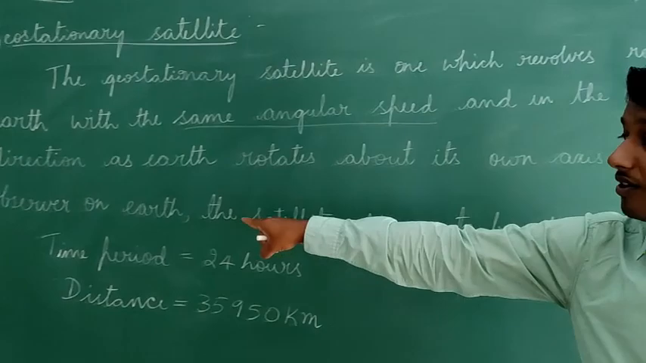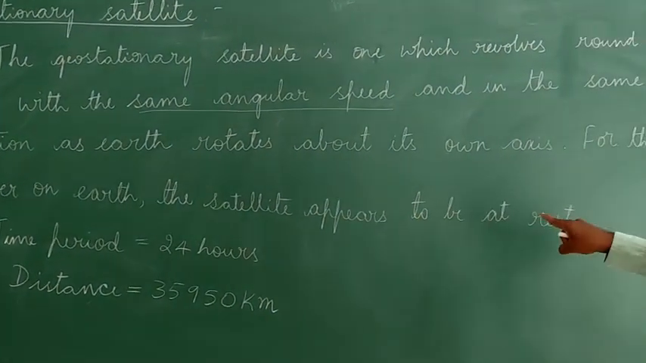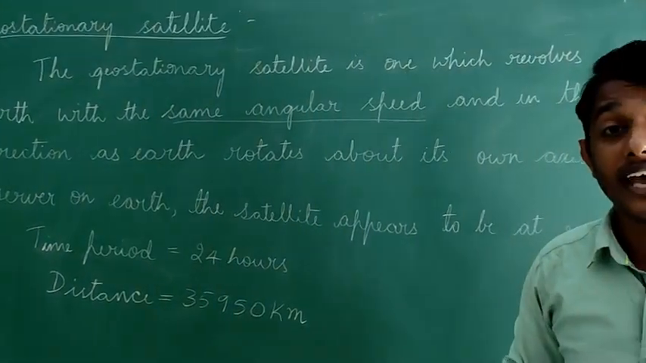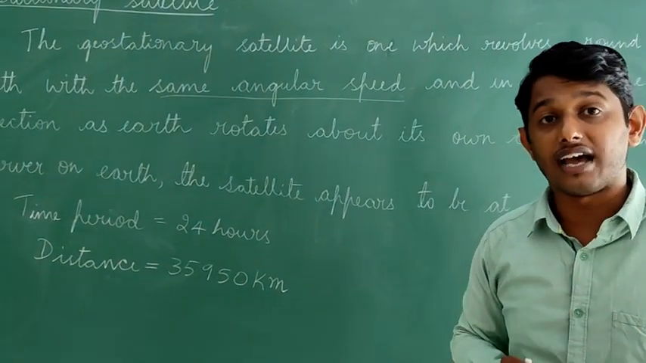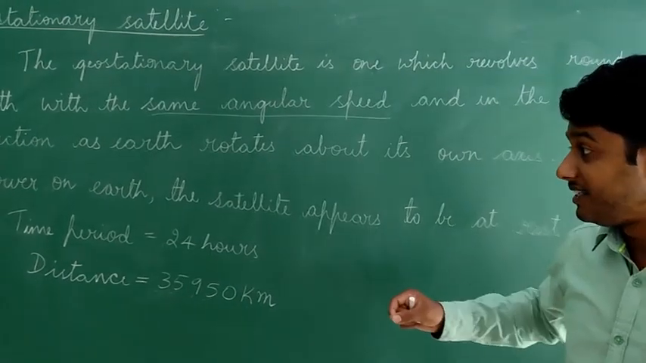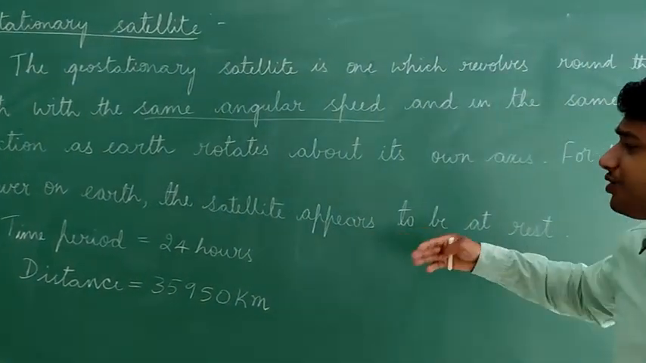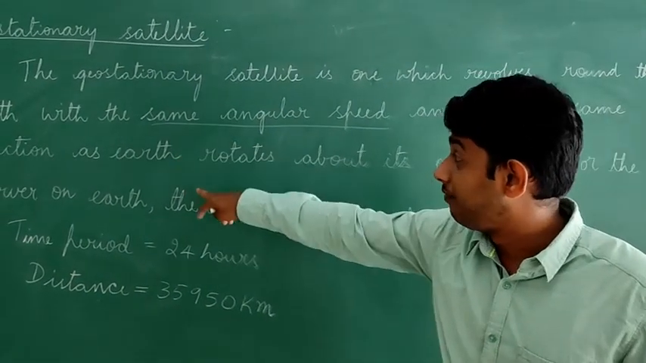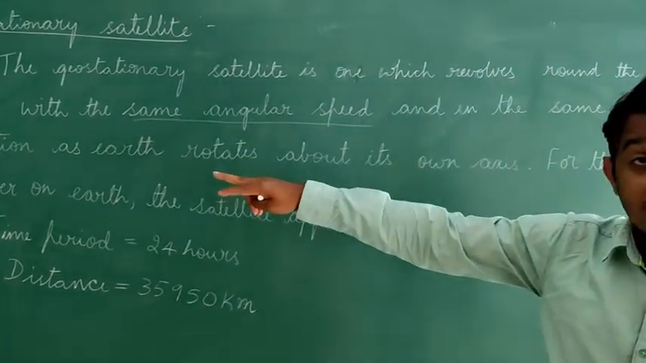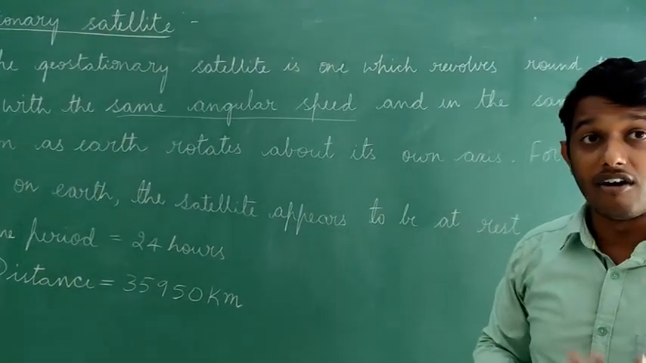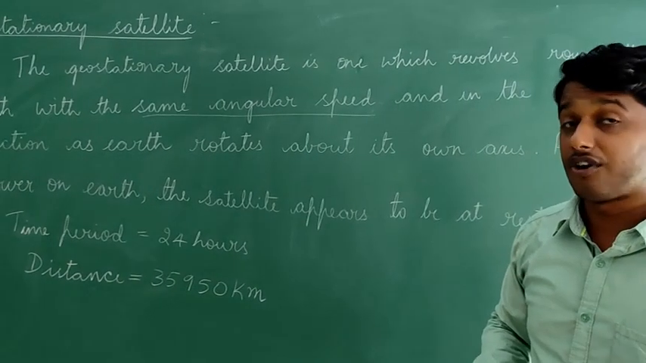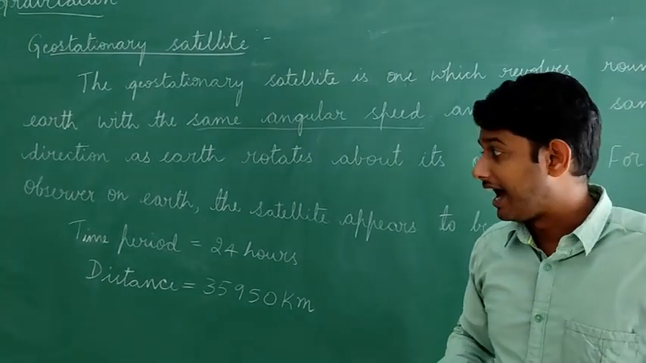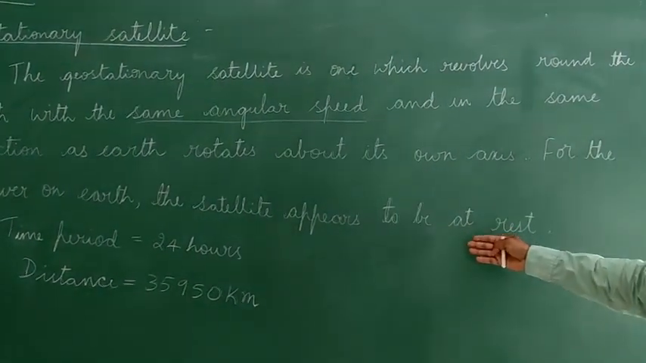For an observer on Earth, the satellite appears to be at rest. An observer watching the satellite from the ground will see that the satellite appears to be at rest. It's not moving at all, because it follows the same direction of the Earth and has the same angular speed as the Earth itself. For that reason, the satellite appears to the observer to be at rest.